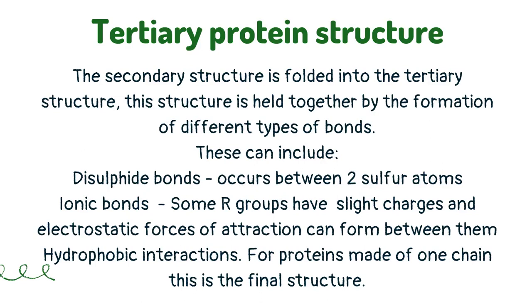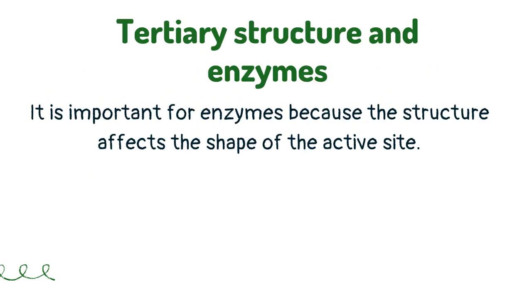This structure is held together by the formation of different types of bonds. These can include disulfide bonds, which occur between 2 sulfur atoms, ionic bonds, and hydrophobic interactions. Some R groups have slight charges, and electrostatic forces of attraction can form between them. For proteins made of one chain, this is the final structure. The tertiary structure is important for enzymes because the structure affects the shape of the active site.